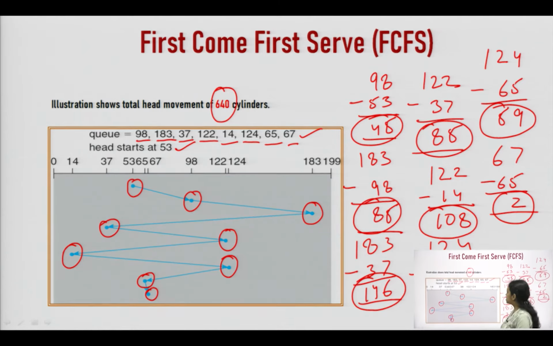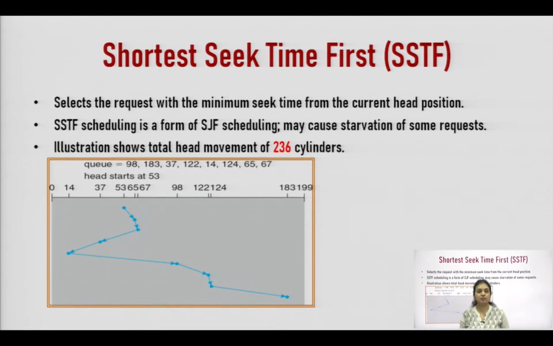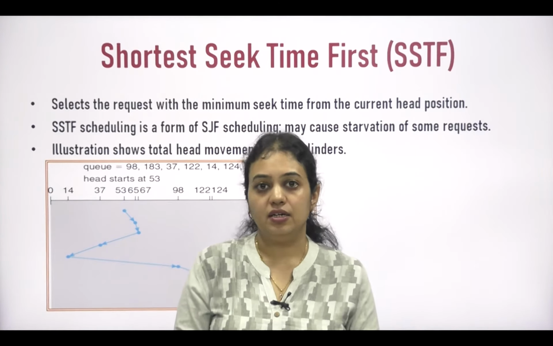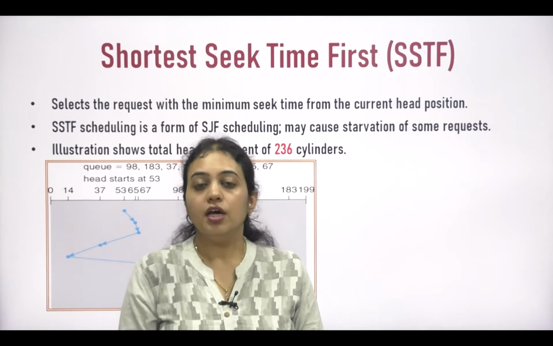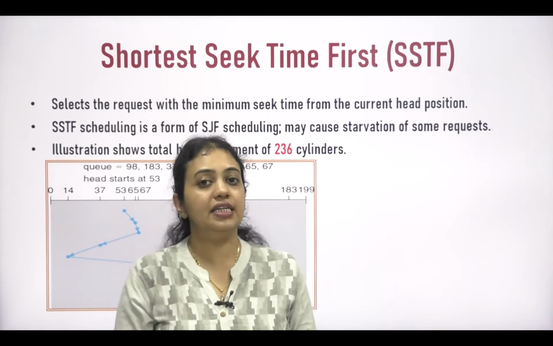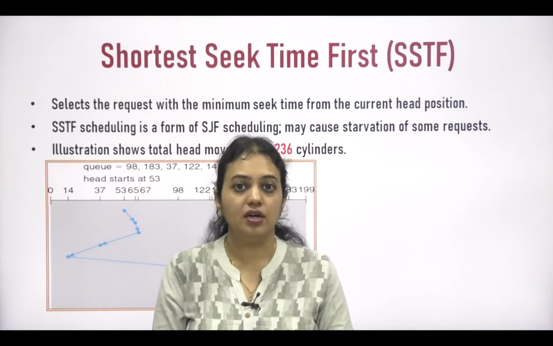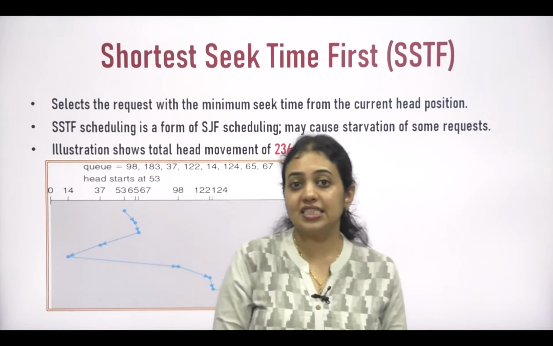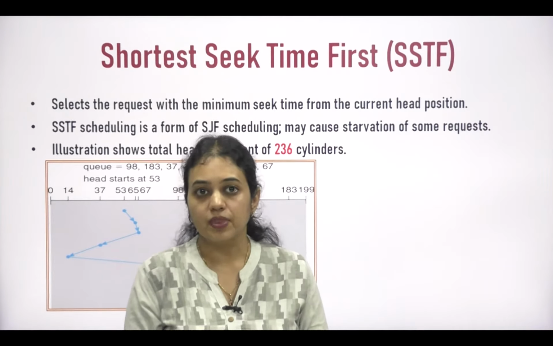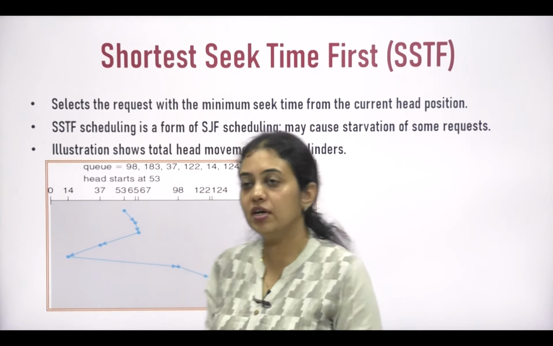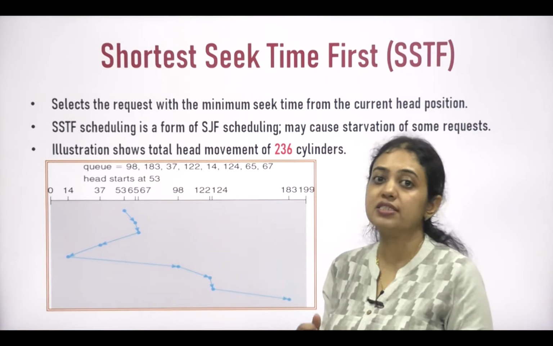Okay. Now, let us move to the next scheduling algorithm, that is SSTF. SSTF is an abbreviation for shortest seek time first. The name itself tells that we are talking about the shortest seek time, which means the request that is nearest to the head will be serviced first. In CPU scheduling we have SJF, shortest job first scheduling, where the process with the smallest burst time is processed first. This is almost similar to that one.